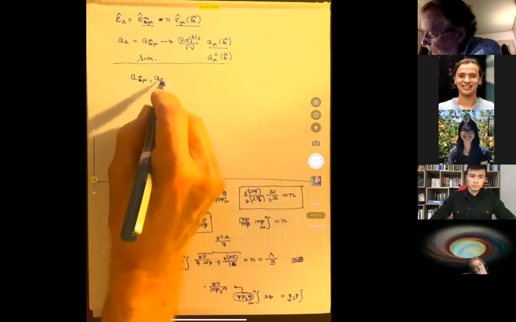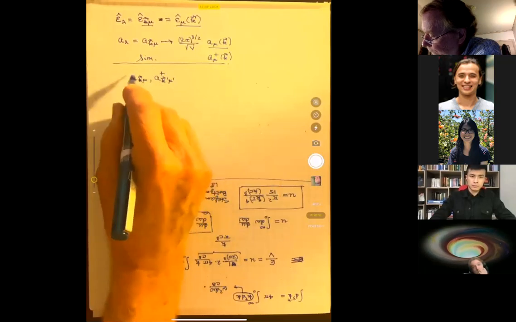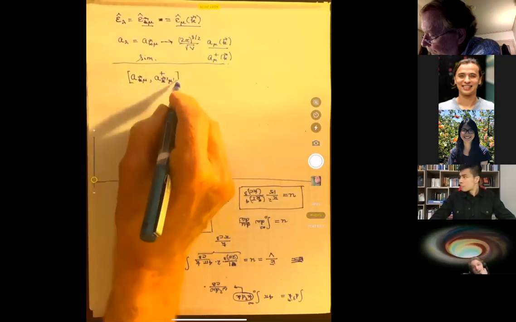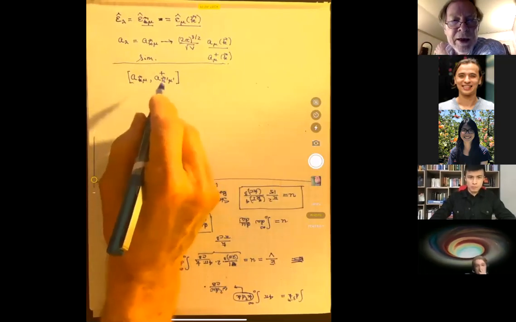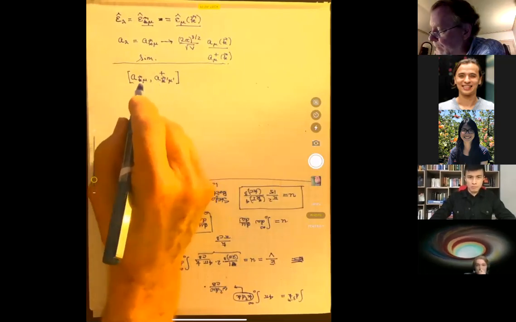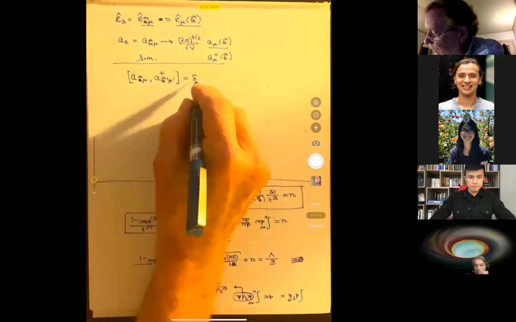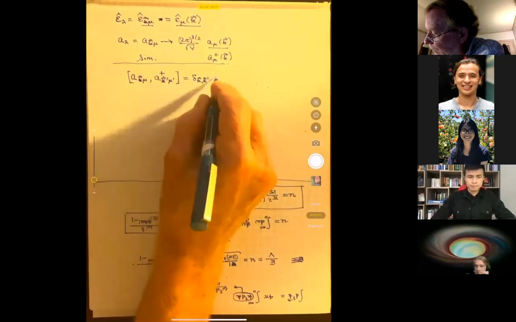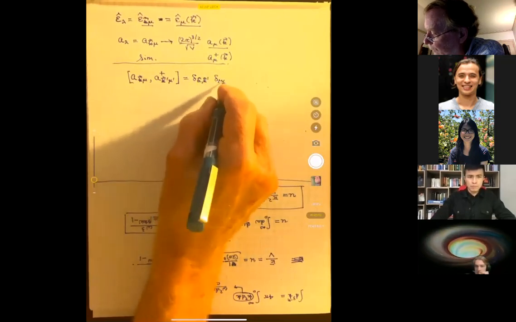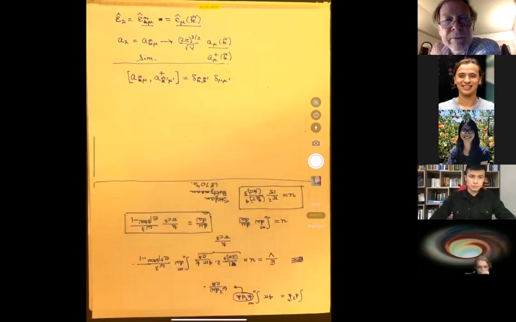If I take an a_{kμ} and an a_{k'μ'} dagger and compute those commutators, all commutators of a's with a's or a daggers with a daggers are zero. The commutator of an a with an a dagger is non-zero, and it's a Kronecker delta in both the k, k' indices and also the μ, μ' indices. It's a Kronecker delta in both of those discrete indices.